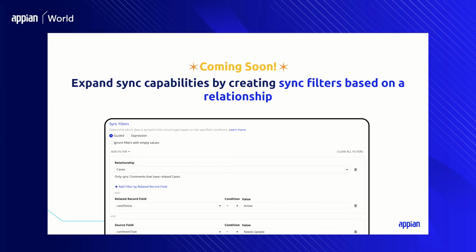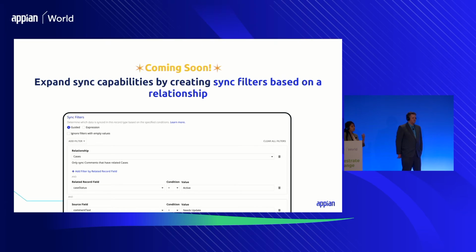So what this basically means is you're able to sync only the data that you want to based on a related field. For example, you're able to choose to sync only comments for a related case that is active. This will make sure that you're syncing only the most relevant data into Appian based on your base record.